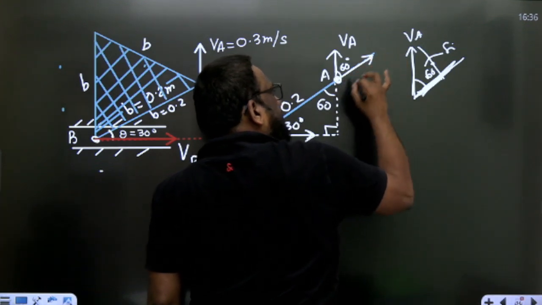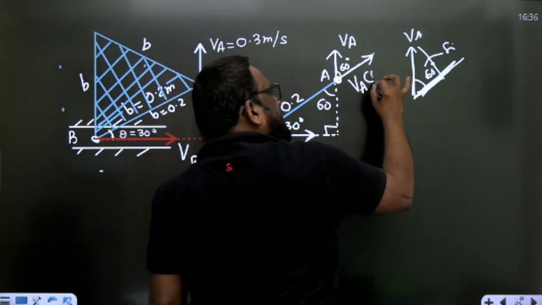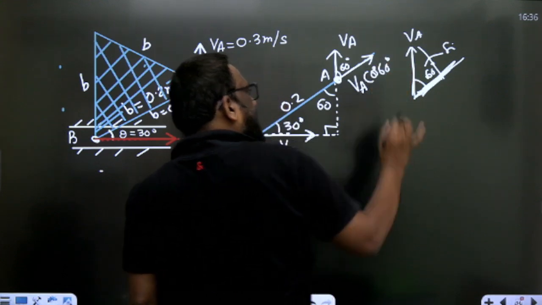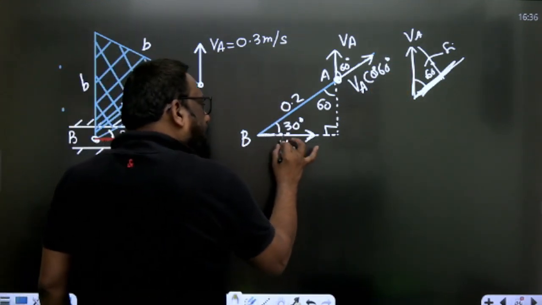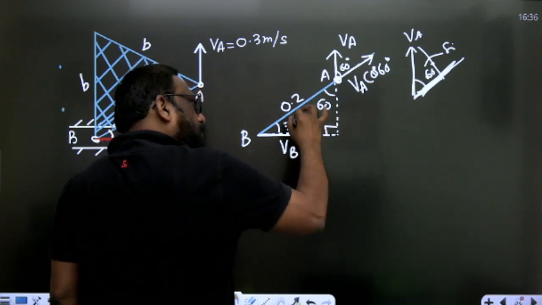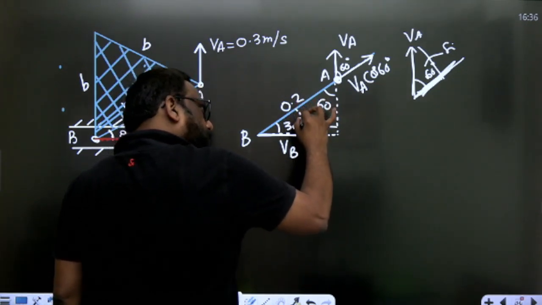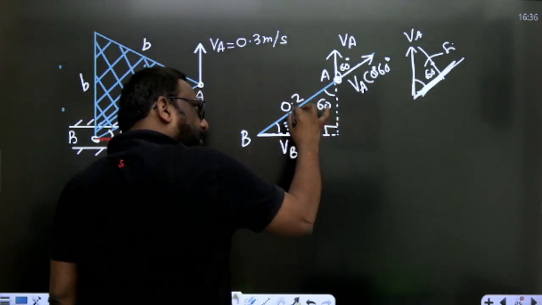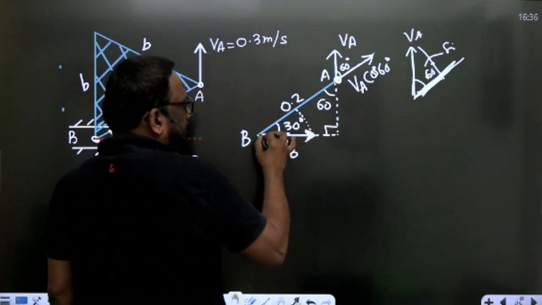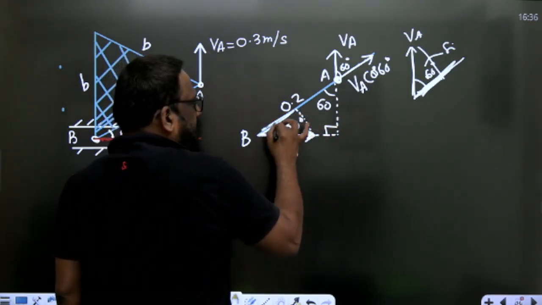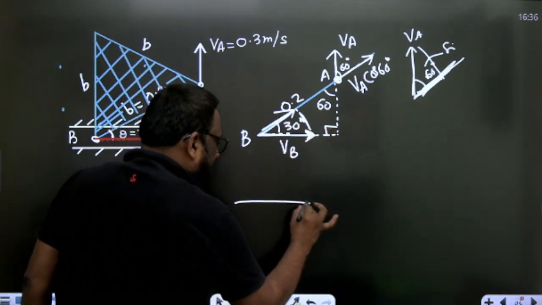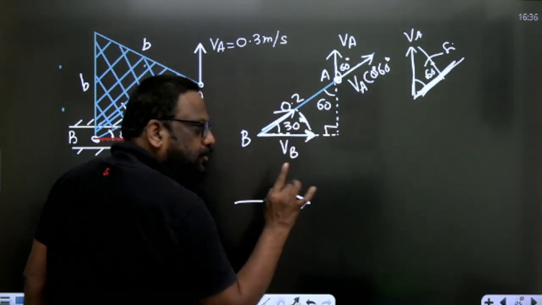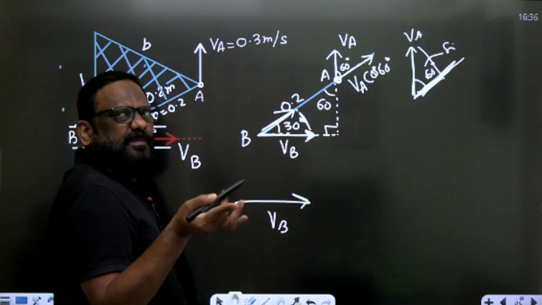I write this point as VA cos 60. Done, bye bye. Similarly, I will take the components of this: one is perpendicular to the link and the other is parallel to the link. We need this component, on the opposite side. This is VB. Actually, I should not do VA cos alpha is equal to VB cos beta.